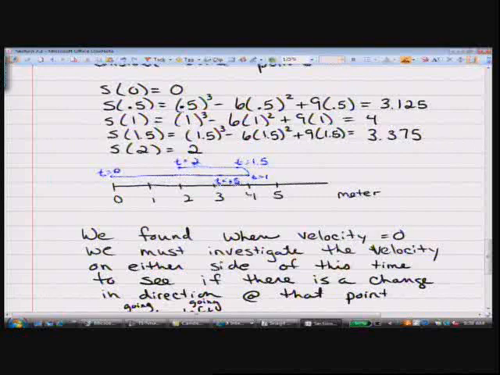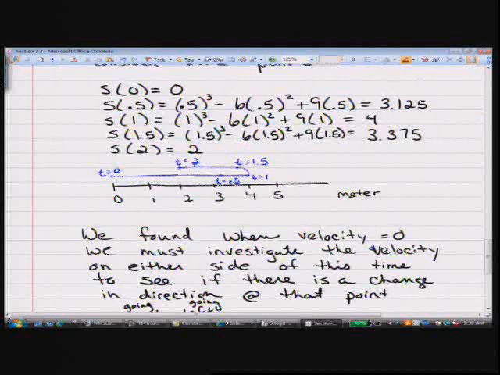6. The whole reason I had to do this is if I had just looked at S of 0, which is 0, and S of 2, which is 2, I would have told you that it traveled 2 units, and that's not right, is it? It actually went all the way to 4 and then back to 2, so it traveled a total of 6 meters.